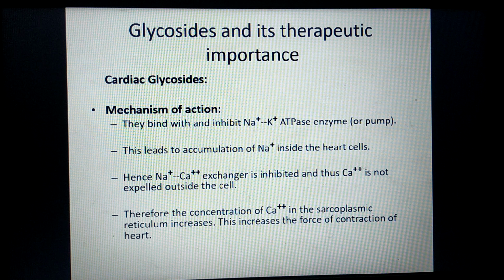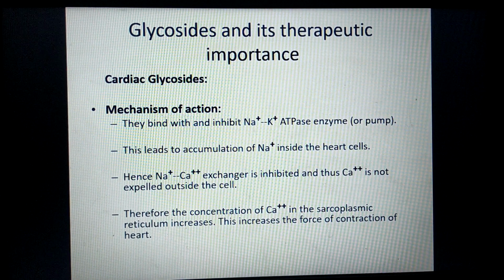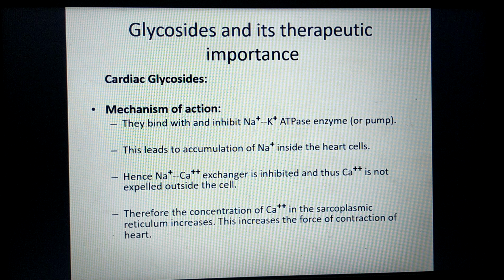The function of this pump is that it transfers sodium from the intracellular compartment to the extracellular compartment. At the same time, it transfers potassium from the extracellular compartment to the intracellular compartment. If this pump is inhibited, it leads to accumulation of sodium inside the cells.